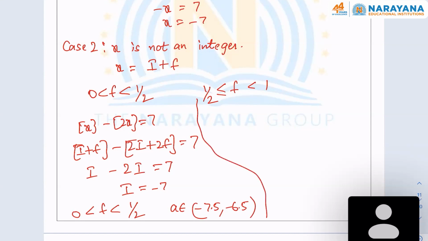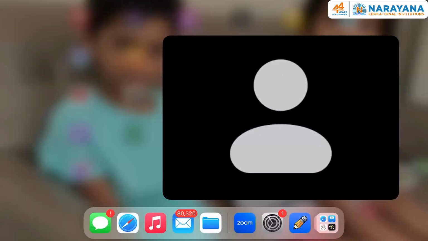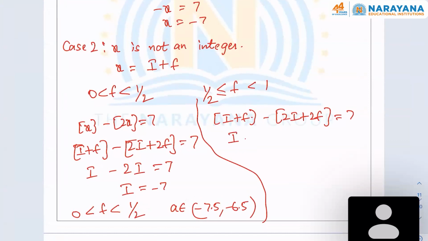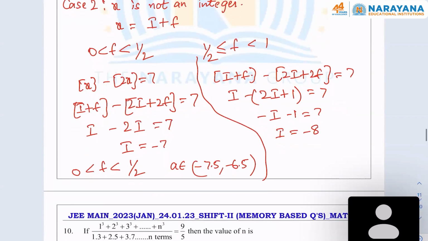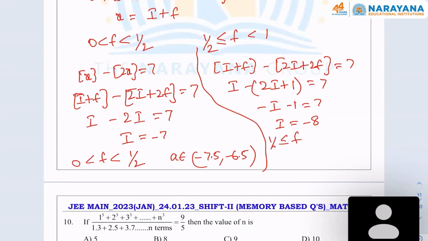Suppose f lies between half to 1, then we'll get step of I plus f minus step of 2f is equal to 7. Now 2f is greater than 1, less than 2. So here I plus f is I, and here 2f exceeds 1 but is less than 2. So the value of this is I minus (2i plus 1) is equal to 7. So minus I minus 1 is equal to 7. So I is equal to minus 8. And here f lies between half to 1.